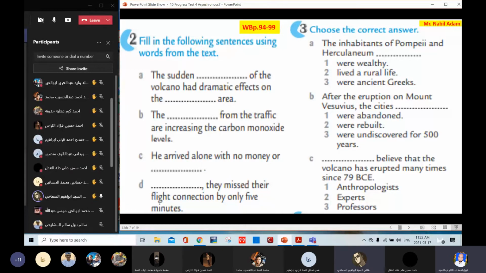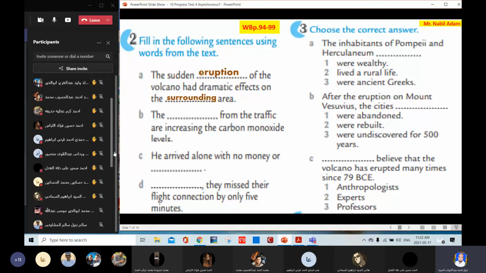The sudden eruption of the volcano had dramatic effects on the surrounding area. Very good. So you answered with two words, eruption and surrounding. Thank you, Hani. Yes, let's see.